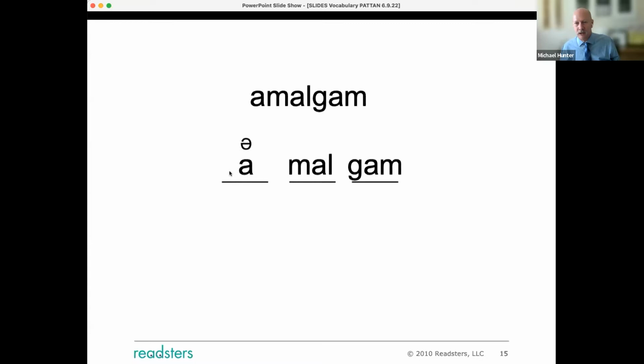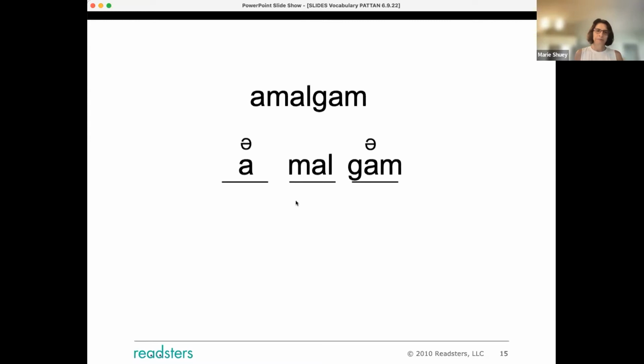Mal spells itself. If I were to ask you to sound out mal and spell mal, you would go M-A-L. That would be an expected spelling. But gum, we have another schwa spelling the sound. The A spells the sound. So what's interesting about this word though, guys, notice, what is the vowel letter in each syllable?